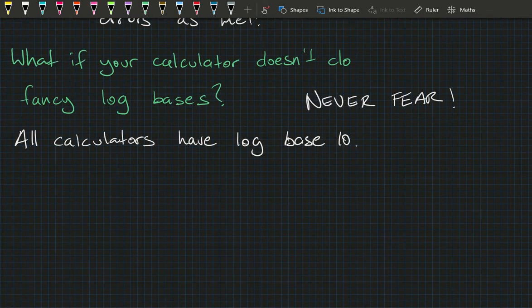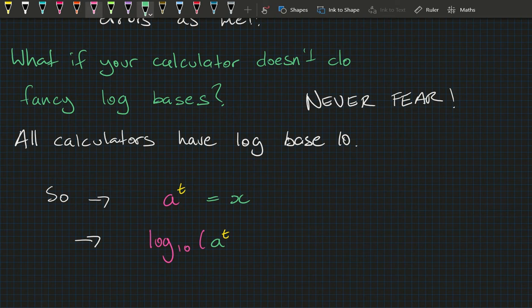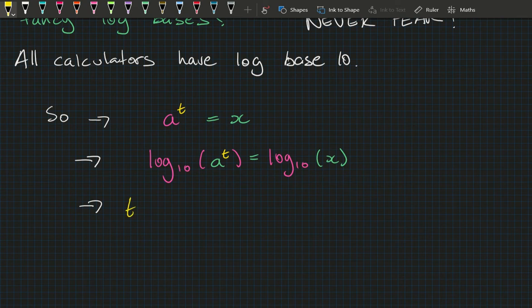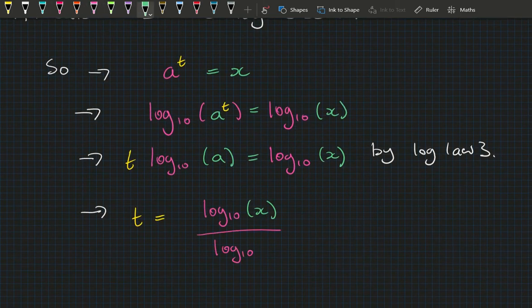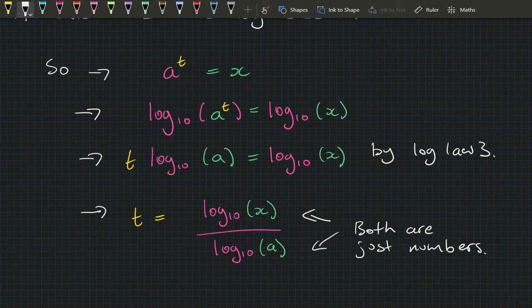So let's just say we've got a raised to the power of t equals some x. Then I can take log base 10 of both sides. Now that's equal to t times log base 10 of a equals log base 10 of x, just by using log law 3. And I can now rewrite that expression as t is equal to log base 10 of x divided by log base 10 of a. And there's absolutely no problem with doing that, because log base 10 of x and log base 10 of a are just numbers. Okay, so you might see the fancy log writing there, but in reality, once you do the thing on the calculator, it is a number.